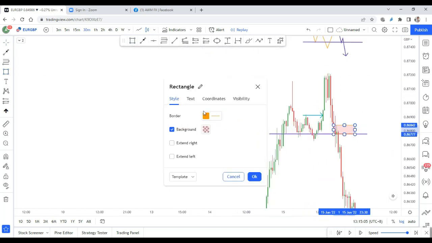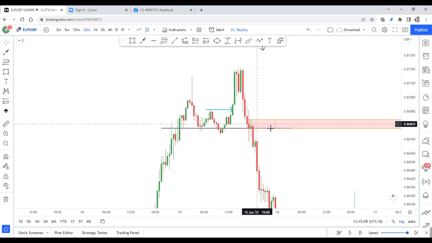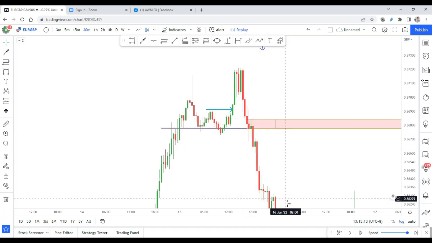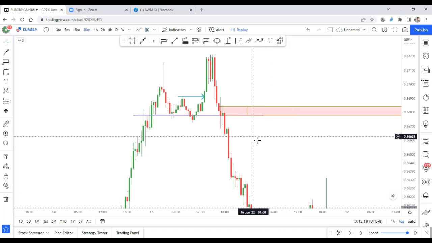So let me extend it to the right. This is my entry zone. This is a very obvious entry zone. Why not here? Why not here? Why not here? There is always a reason. We don't trade zones blindly. You must have a very valid reason for trading.